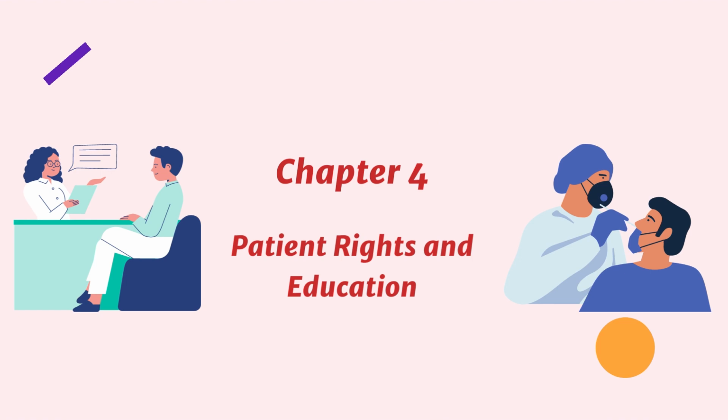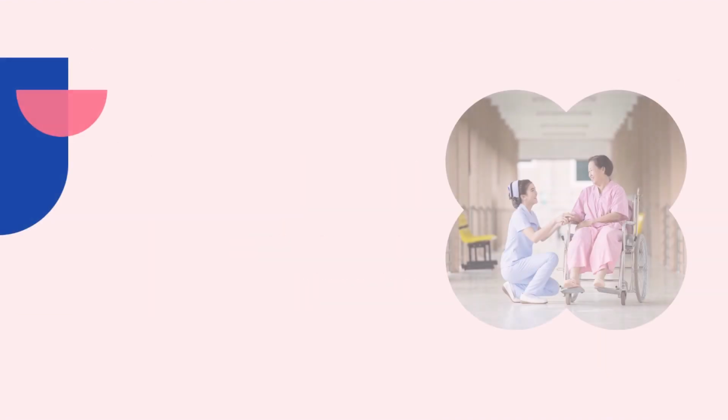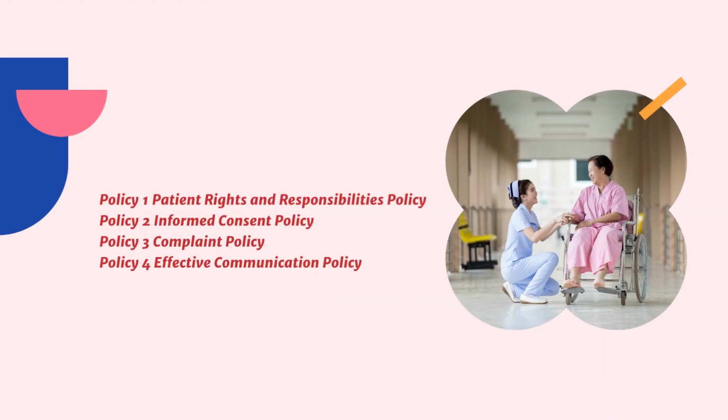Next is chapter number 4, which is patient rights and education. So let's see what are the policies under this particular chapter. So policy 1 is patient rights and responsibilities policy. Policy 2 is informed consent policy. Policy 3 is complaint policy. Policy 4 is effective communication policy. So effective communication should always be there. Okay, because if there's no effective communication, the patient will get confused, the doctor will also get confused. So that is very, very important to control.